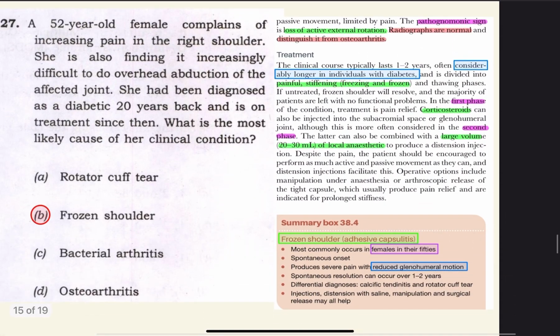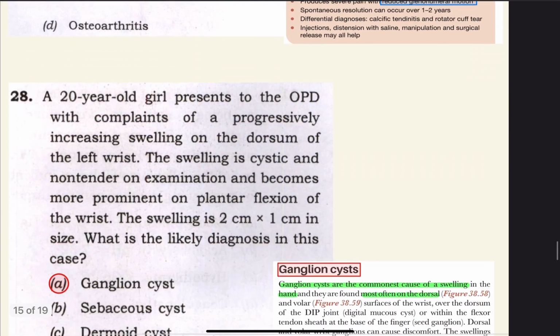Next is 27. A 52-year-old female complained of increasing pain in the right shoulder. She also finds it increasingly difficult to do overhead abduction of the affected joint. She was diagnosed as diabetic 20 years back and is on treatment since then. What is the most likely cause of the clinical condition? It is frozen shoulder, also known as adhesive capsulitis. It occurs in females, and your patient is also female, in her 50s. There is reduced glenohumeral motion, which is why overhead abduction is difficult. It is seen in diabetics, and is considerably longer lasting in individuals with diabetes. So it is frozen shoulder, option B.